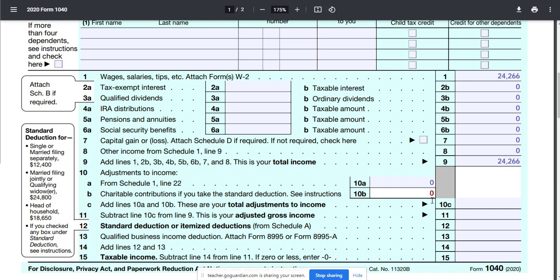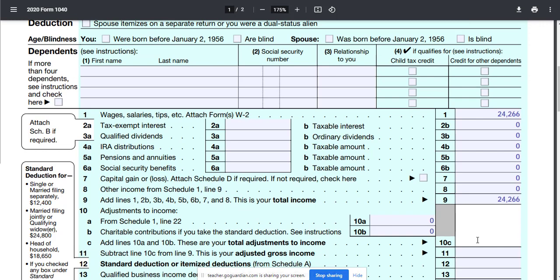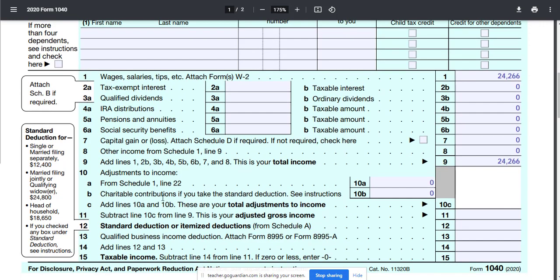We're going to take the standard deduction. So this is coming into play as we start itemizing here. Add lines 10A and B, 0. Subtract line 10C from line 9. So 24,266.